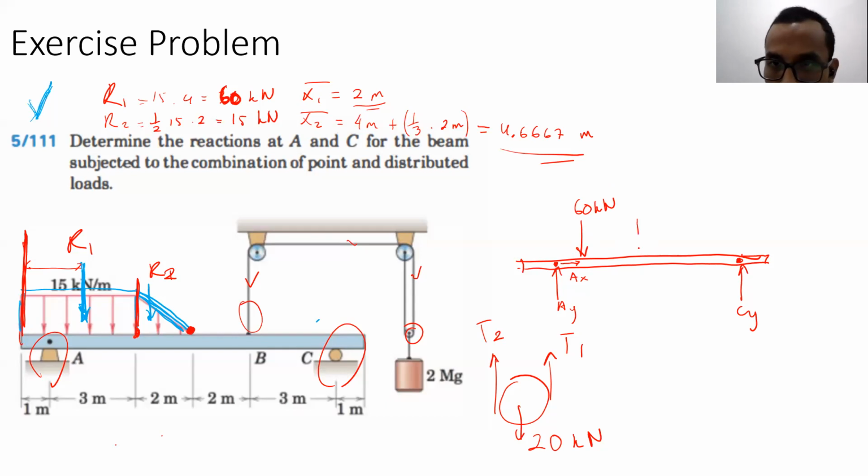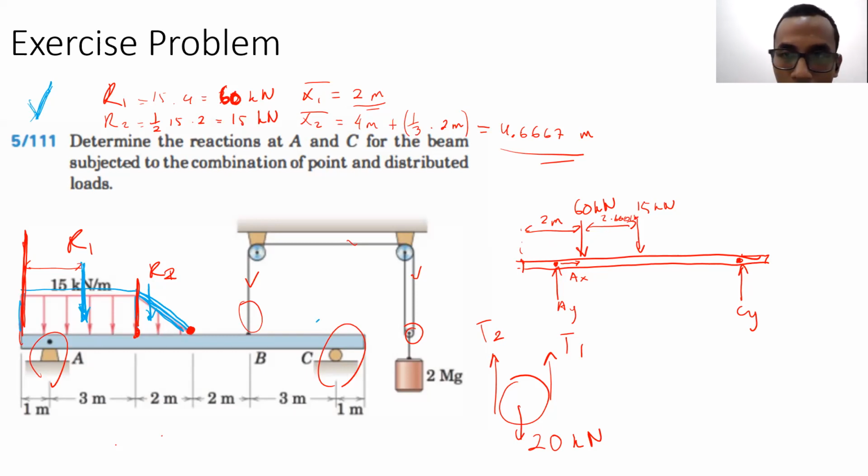Here we have R2. The value of R2 is 15 kilonewton. The distance here is 2 meters. The distance here is supposed to be 2 meters. Sorry, 2.667. Yeah, 2.666 meters.